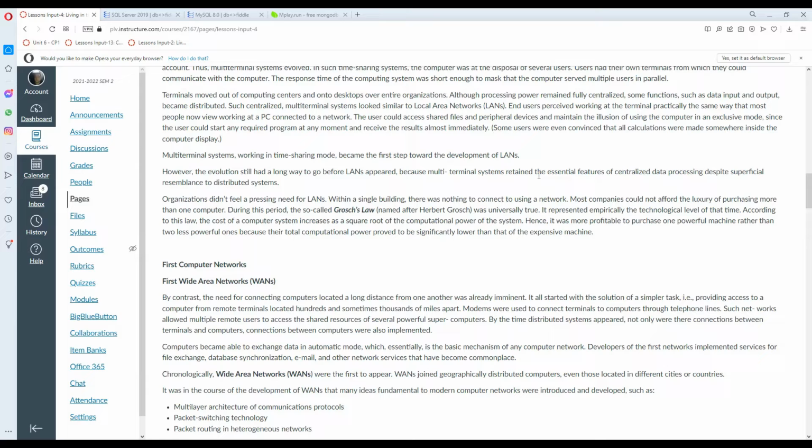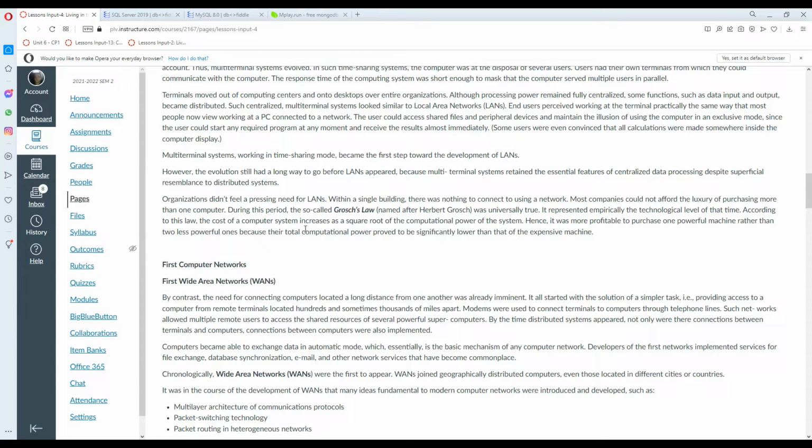Organizations didn't feel a pressing need for LANs. Within a single building, there was nothing to connect to using a network. Most companies could not afford the luxury of purchasing more than one computer. During this period, the so-called Grosch's law, named after Herbert Grosch, was universally true. It represented empirically the technological level at that time.